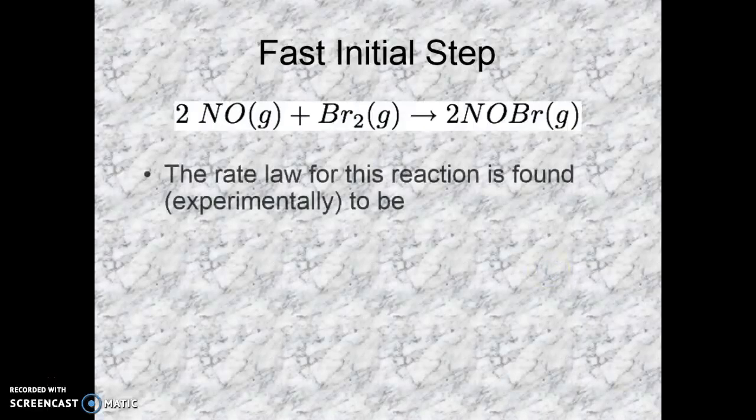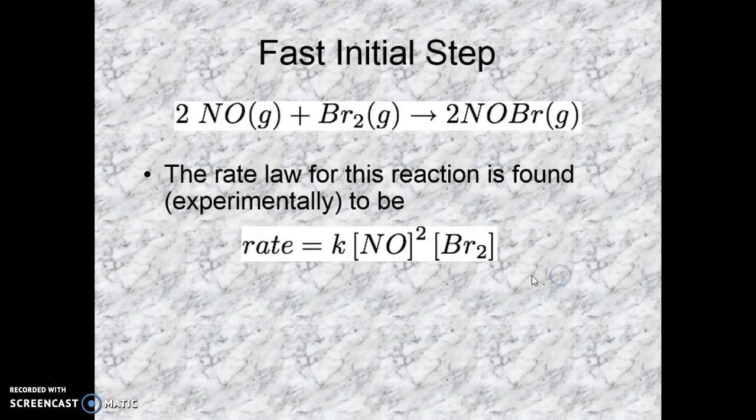Okay? But what if the initial step is fast? That changes things a little bit. Okay, so here's an example. I've got 2NO plus Br2 yields 2NOBr. The rate law for this reaction is actually [NO]² times [Br2]. All right, so right away, this would require a 3-particle collision for it to work completely. That's what this is saying. 2 of this and 1 of this, you're not going to have that happen in one step. So there's some sort of mechanism.